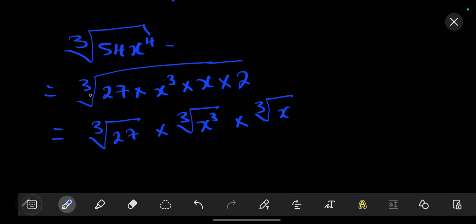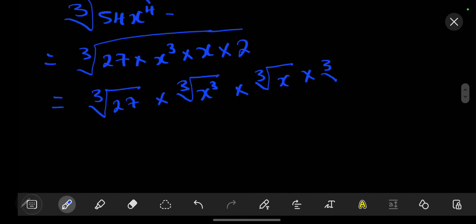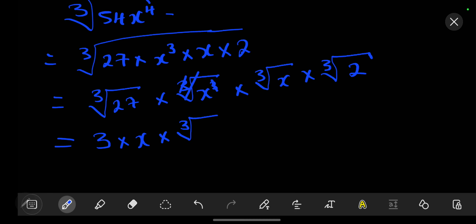Remember, the cube roots can be distributed throughout, so each one should have a cube root. Then finally we have the cube root of 2 like that. So each number has got a cube root. The cube root of 27 is simply 3. The cube root of x to the power 3 is x, because this and this will cancel each other. So we are going to have times x there. Then we have times the cube root of x, then times the cube root of 2 there.